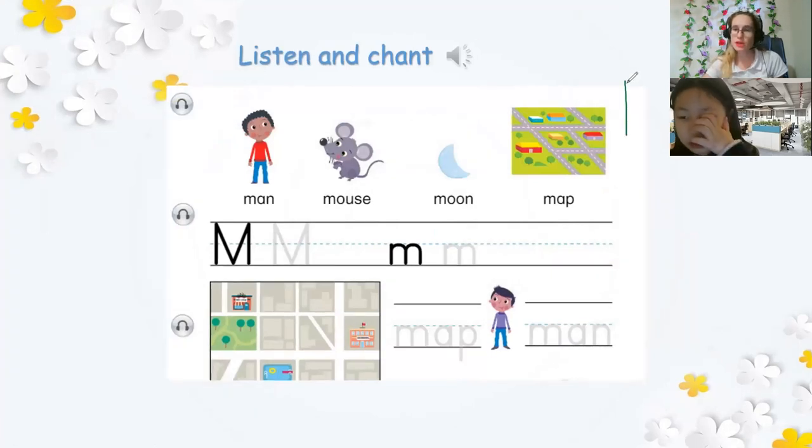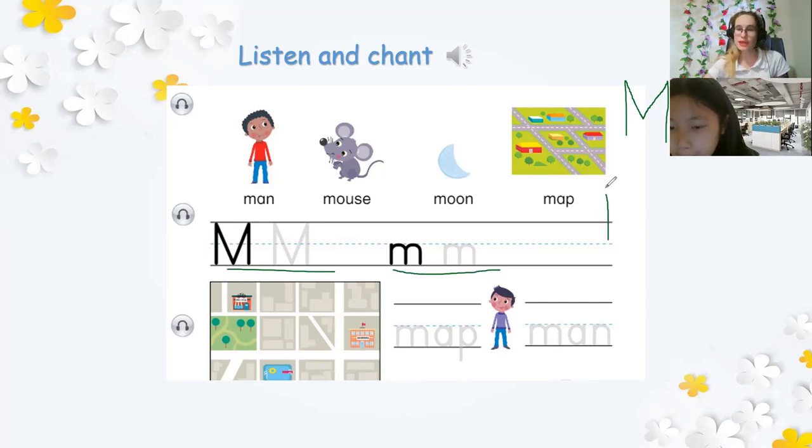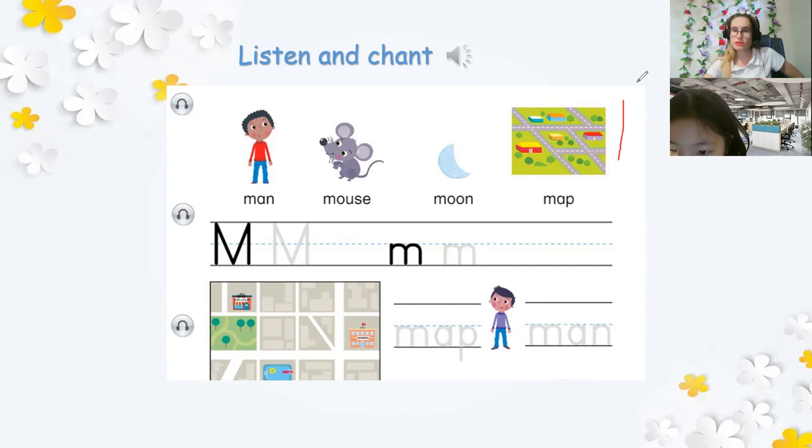Can you write M? Let's go. Big letter M. And small letter M. Yes. Can you write here? Big letter M and small letter M. Can you write for teacher right here like this? No? Can you write on the board? No? Okay.